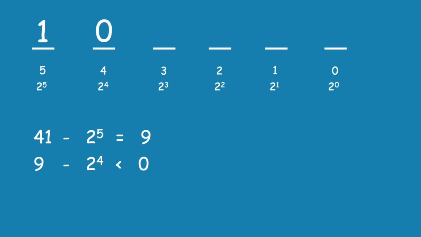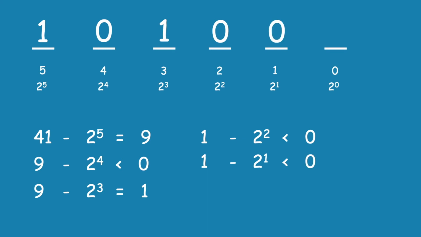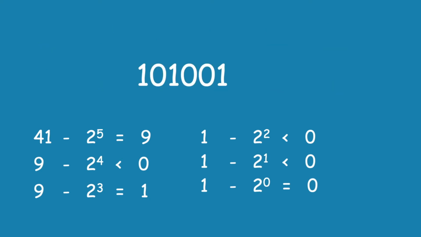Next is 2 cubed, which is 8. 9 minus 8 is 1. Put a 1 at that spot because 8 can be subtracted from 9 once. 2 squared and 2 are both bigger than 1, so those places will have 0. Finally, 2 to the 0 power is 1. 1 minus 1 is 0. Place a 1 in that position. Whenever you do this technique, you should always end up with 0 as the final remaining number. Now put the zeros and ones together, and you get 101001 as the binary representation of 41.